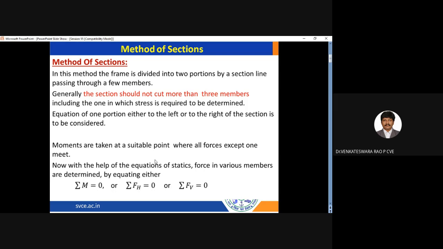See, when can we use this method of sections? So that is a very important thing which we would like to know. See, if I have a lengthy truss which consists of a lot of members, for example 10, 12 or 15 or 16, something like that. There are more members in a given truss. And likewise, there are many trusses.